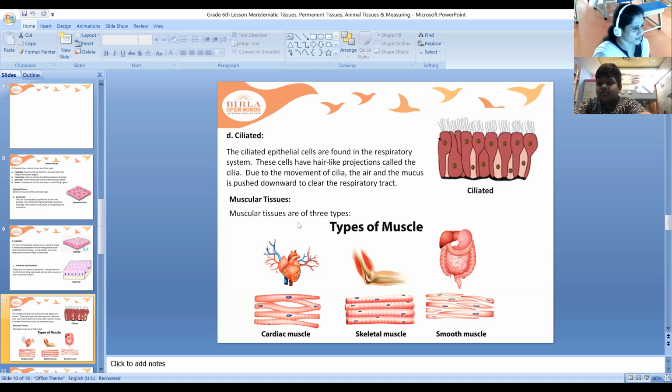So we were discussing the muscular tissues. How many types of muscular tissues are there, children? There are 3 types. Can you just name them? Yes, Harsh. Ma'am, cardiac muscle, skeletal muscle, and smooth muscle. Okay. Where are these smooth muscles present?